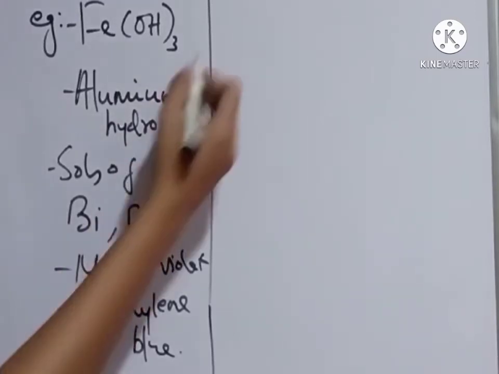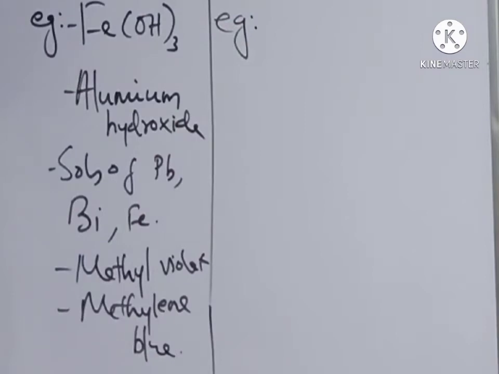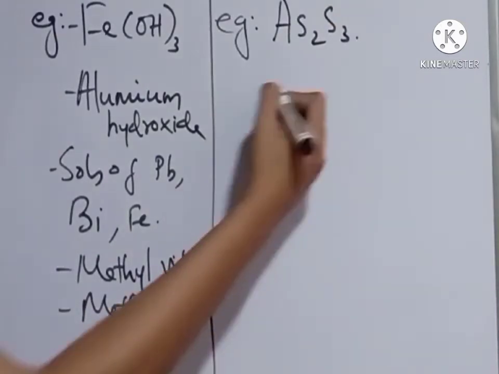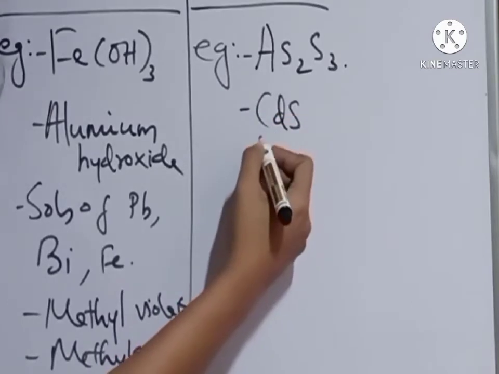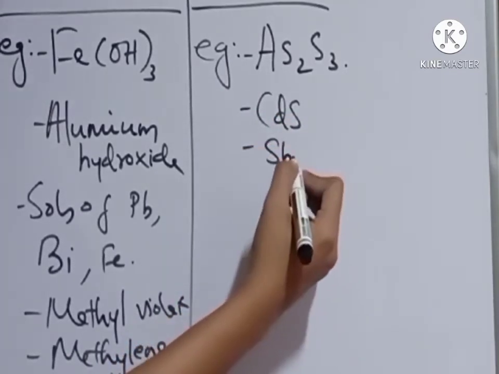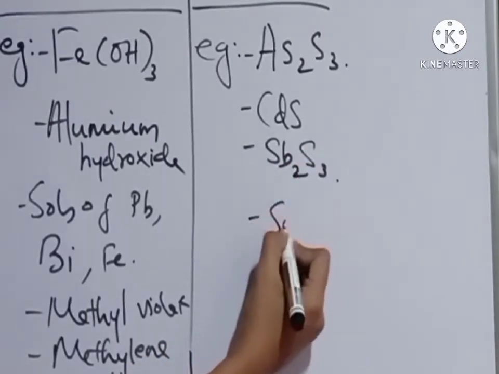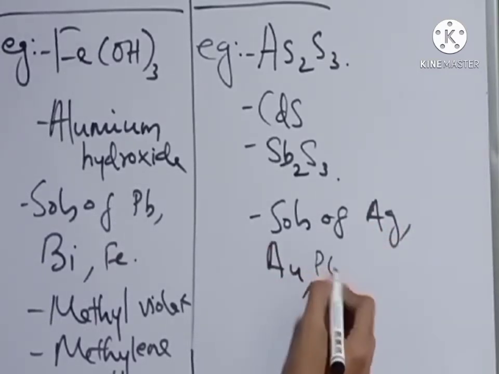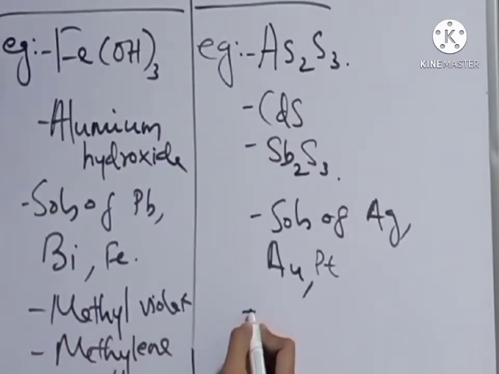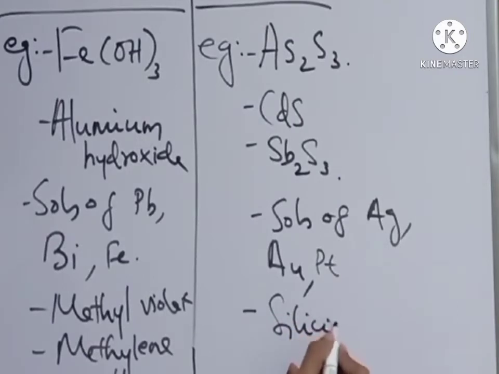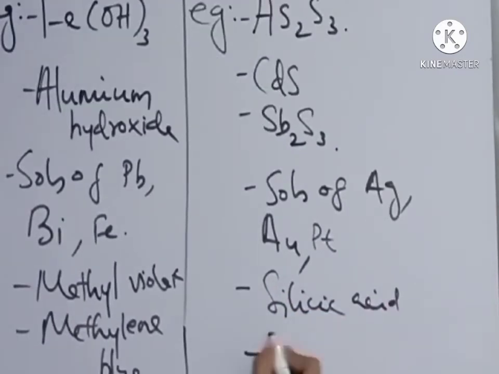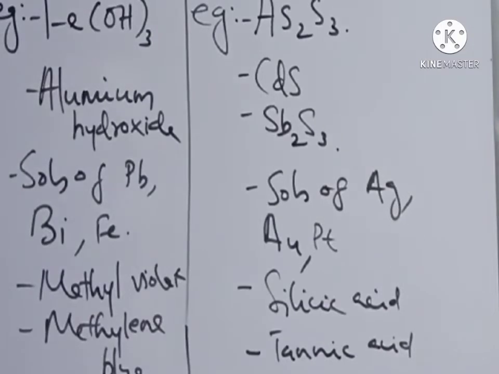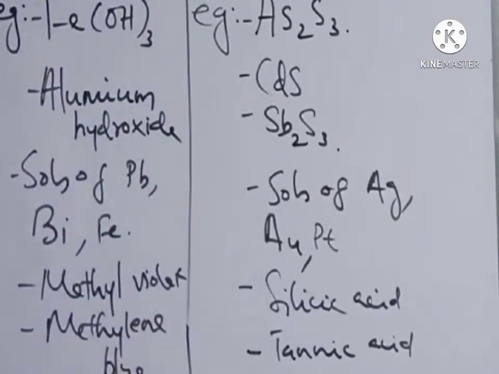And examples of negative colloids are arsenious sulfide, As2S3, then cadmium sulfide, CdS, and antimonic sulfide. The metals like salts of silver, gold, platinum, etc. are also negative colloids. And silicic acid, tannic acid, etc. are also categorized as negatively charged colloids.